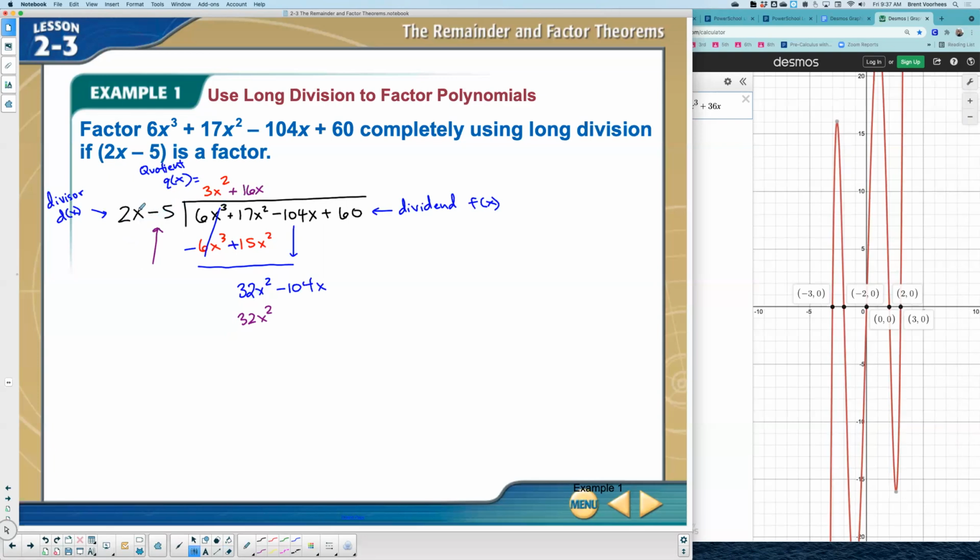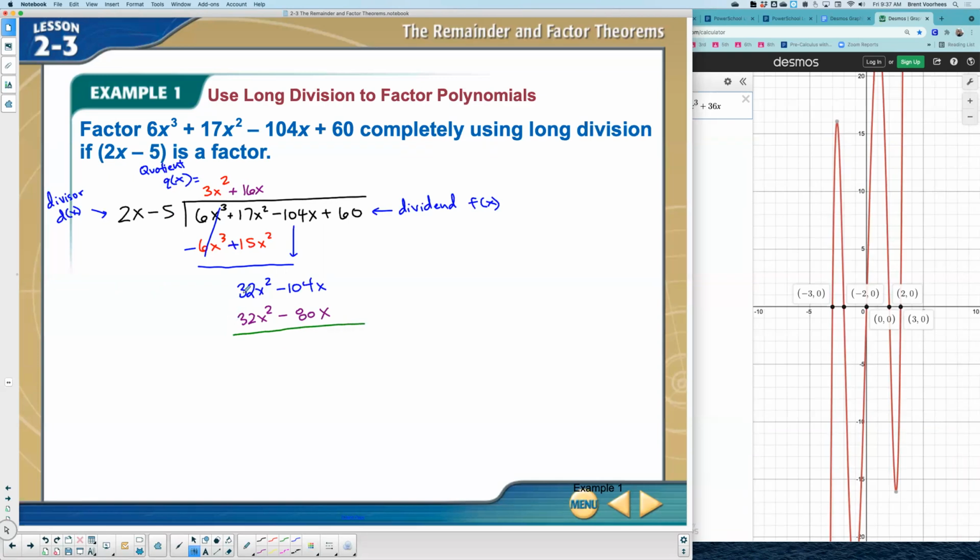Anybody know what that is off the top of their head? What's -5 times, if it was just a 10? Oh, good. If it was -5 times 10, it would be -50. And if it was -5 times 6, it would be -30. So what's -50 plus -30? -80. That's -80x. Okay, if I want to combine these correctly, what's the fundamental rule of division?